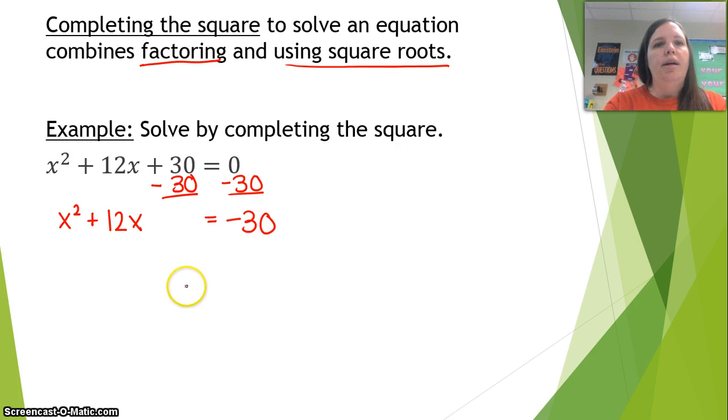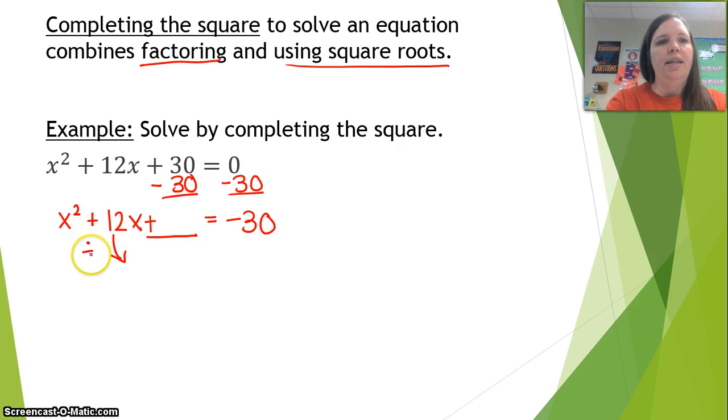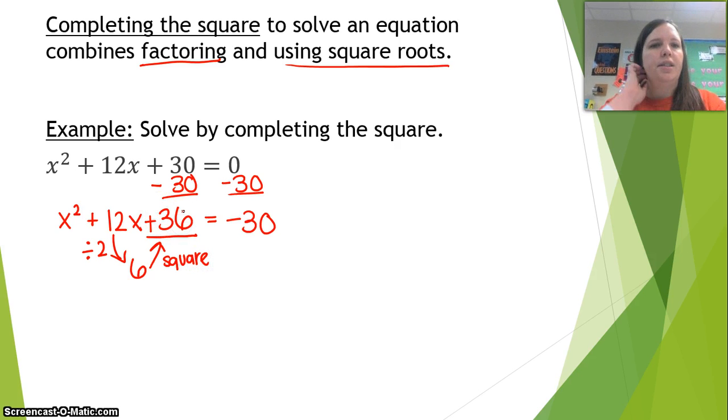Okay, so now I'm going to complete the square. So once I have just my standard form with my constant on the other side, I'm going to go ahead and complete the square. So what do I need in this blank space? Well, how am I going to decide? I'm going to divide that 12 by 2, turning that into a 6, and then I'm going to square that value, giving me 36. Make sure you write out these steps because this is the only example that we'll be doing together. So I divided by 2, gave me 6. I squared to give me 36. That's going to turn this into a perfect square.